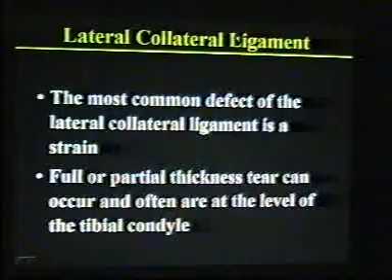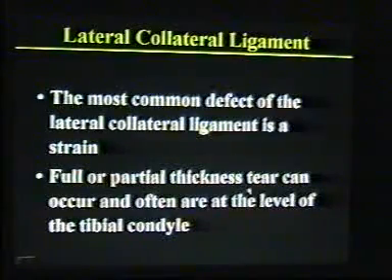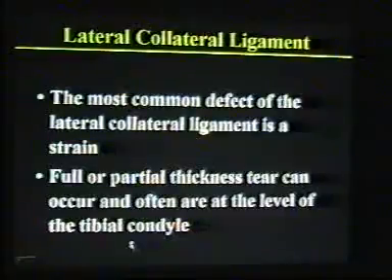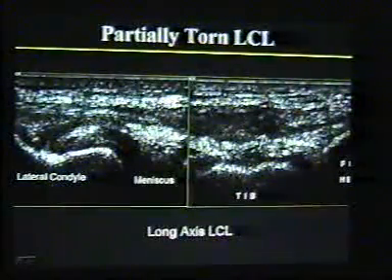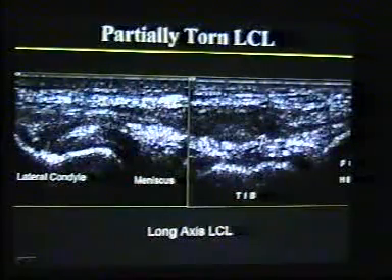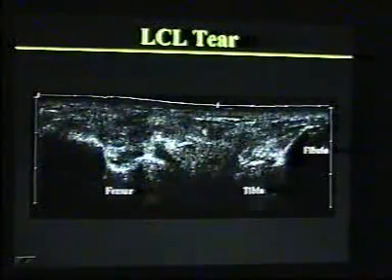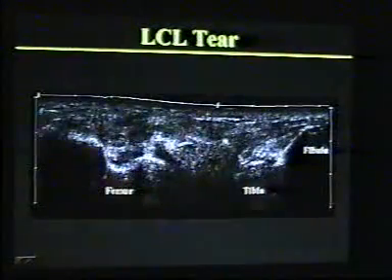Then coming to lateral collateral ligament, the most common injury of the lateral collateral ligament is a strain. Full or partial thickness tear can occur and often are at the level of the tibial condyle. Here you can see partially torn lateral collateral ligament, inflammation, and this is normal on the other side. Again lateral collateral ligament, and these are the torn areas.